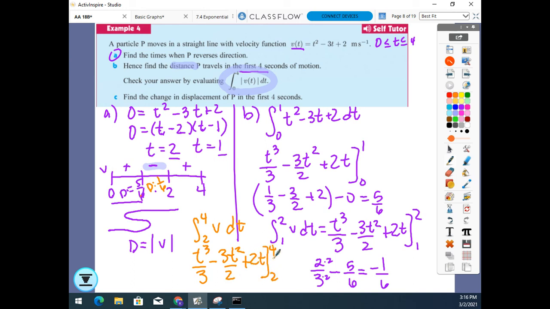From 2 to 4. So if I plug 4 into all of my t's, I get 16/3 minus, we already know when I plug in my 2. See, here's my plugged in 2, I got 2/3. So I get 14/3. So this distance from here to here is 14/3. So this is 1 plus 14/3. So my total distance equals 1 plus 14/3 is 17/3.